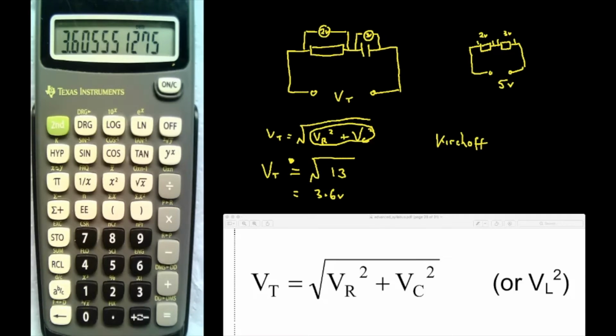And it's interesting to compare the fact that if it had been 2 resistors, it would have been 5 volts. But because we had a capacitive or inductive element in our circuit, we've got 3.6 volts instead.